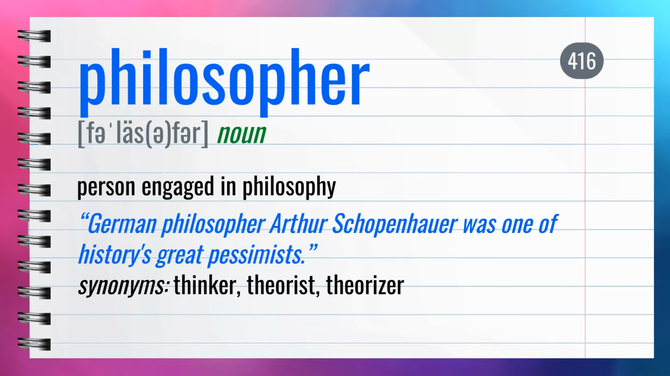Philosopher. Philosopher means person engaged in philosophy. For example, German philosopher Arthur Schopenhauer was one of history's great pessimists. Synonyms: thinker, theorist, theorizer.